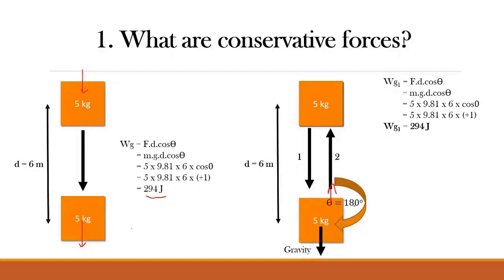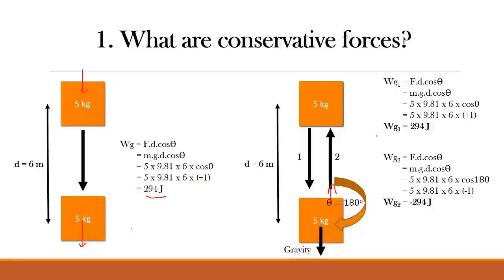Now let us calculate the work done for the second process. All these things remain the same, only the value of theta changes. Here theta becomes 180 degree, but the value of cos 180 is equal to -1. Hence we get the value of work done equal to -294 joule.